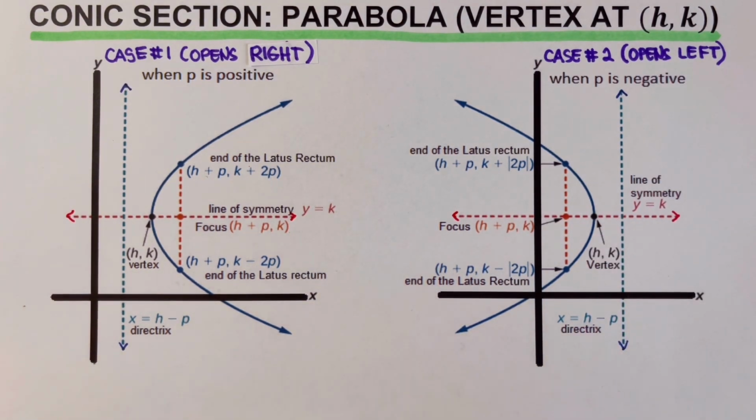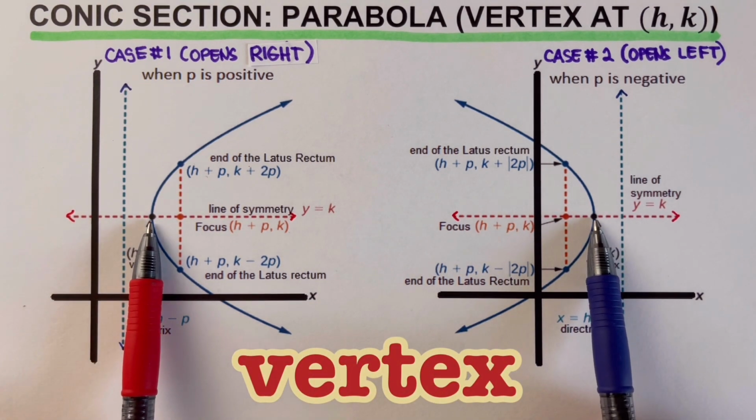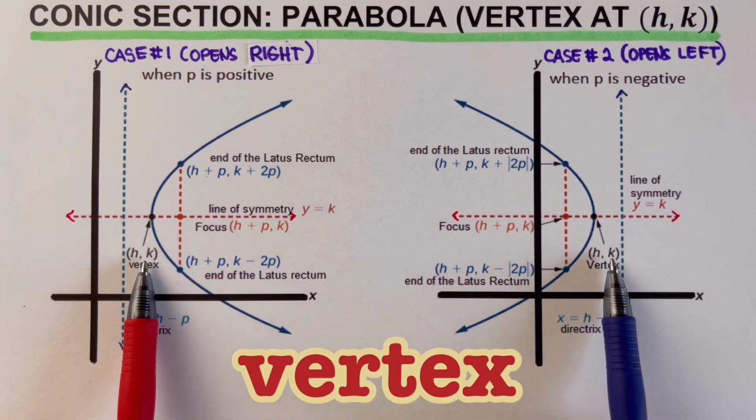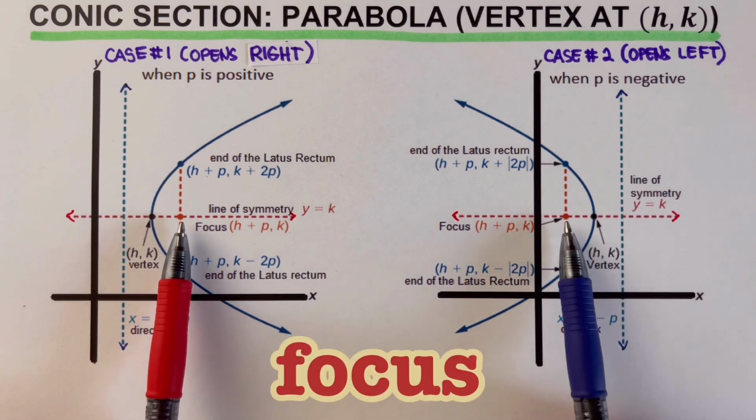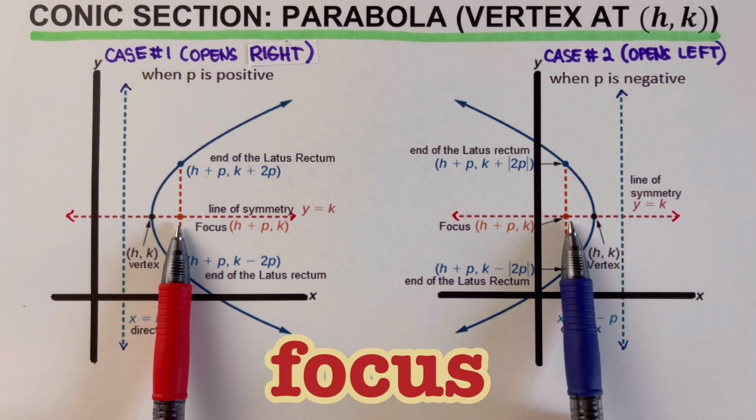The first part that we need to remember is the vertex. So this is located right here. This is our vertex, and it is represented by the coordinate (h, k). Another part that we have is the focus. So this is our focus right here. Now we remember that the location of the focus from the vertex determines where the parabola opens.